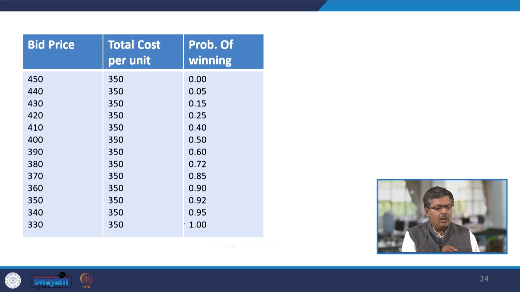Let us see. This is the bid prices given, this is the total cost per unit, and the probability of winning is given. Now, at a bid price of 450, the probability of winning is 0. At a bid price of 330, the lowest, the probability of winning is absolutely high, almost 1. These are the different bid prices and the different probabilities of winning, and the cost per unit remains the same.